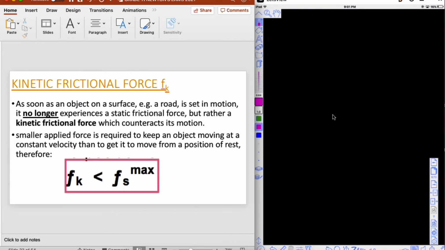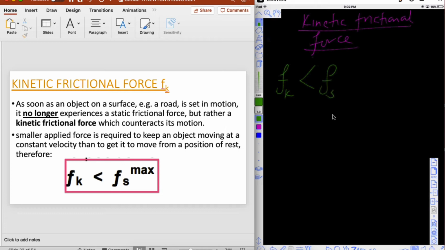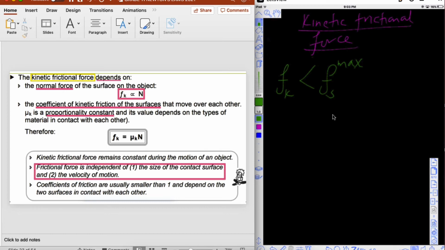Right, now we've been dealing with the static frictional force, and now let's move on to kinetic frictional force. So obviously this takes place on objects that are in motion. One very important thing that you should take note of is that your kinetic frictional force is always going to be less than the maximum static frictional force. I will show this graphically very soon.